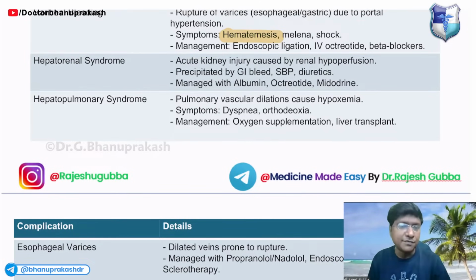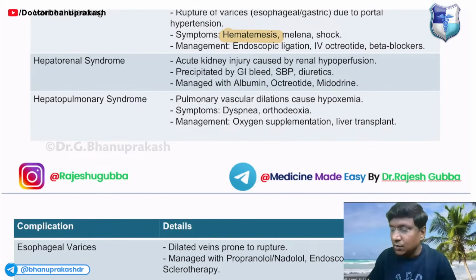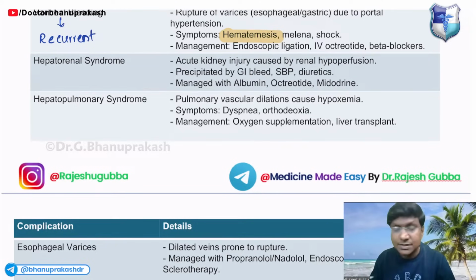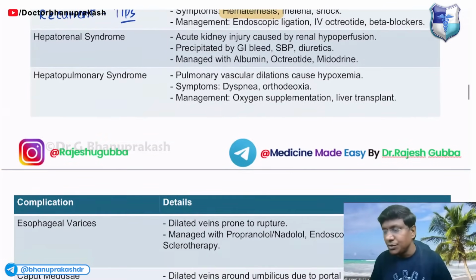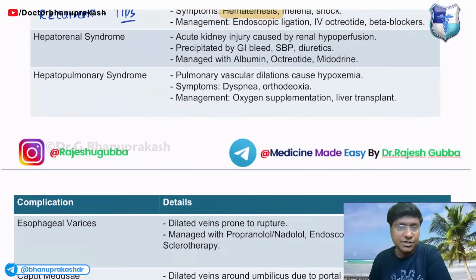Then what is the treatment of choice in patients with variceal bleeding? You should do esophageal variceal ligation. Now, one more question: if there is recurrent variceal bleeding, then what is the treatment of choice? The treatment that you need to do is TIPS, that is transjugular intrahepatic portosystemic shunt. That is what you need to do in case of recurrent esophageal variceal bleeding.